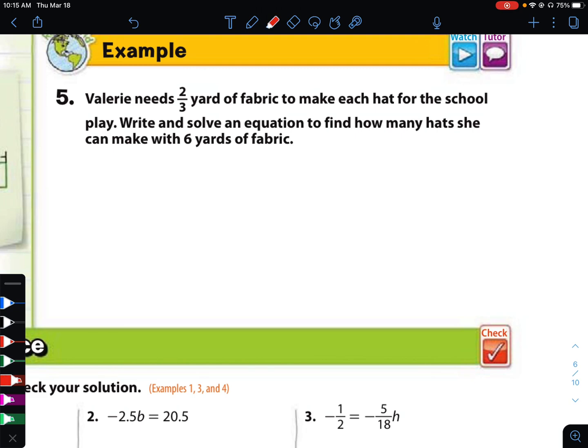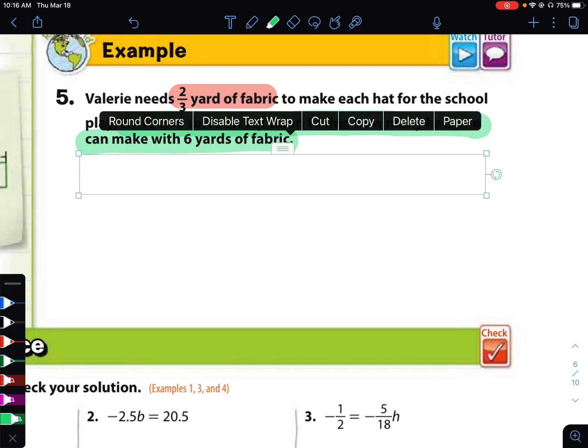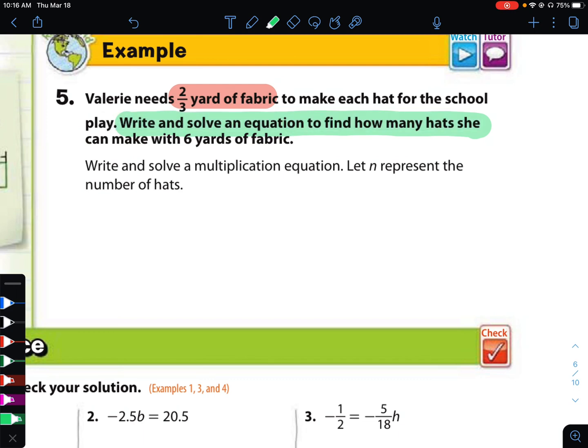Let's see what we know. First, we know that Valerie needs 2/3 yards of fabric to make each hat for the school play. And we are being asked to write and solve an equation to find how many hats she can make with 6 yards of fabric. What don't we know? We don't know the number of hats that she has to make. So for us to be able to do that, we need to create a let statement. Basically, we are going to write and solve a multiplication equation here, where n represents the number of hats.